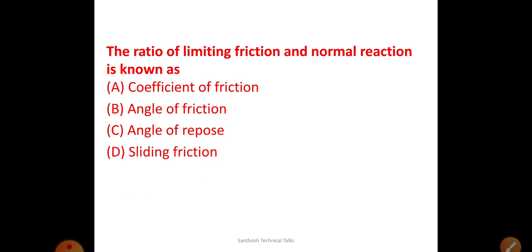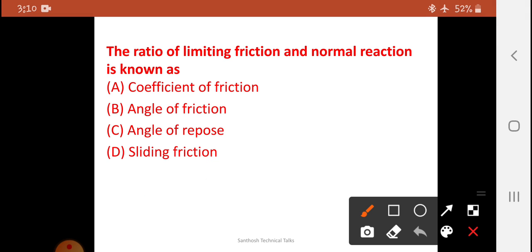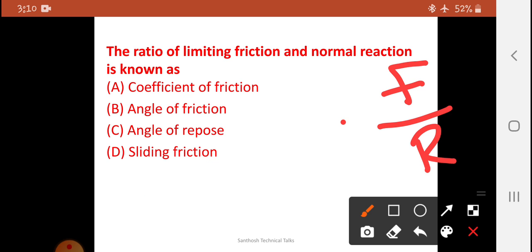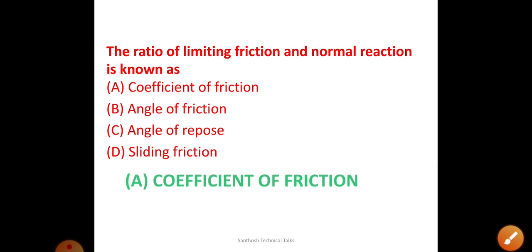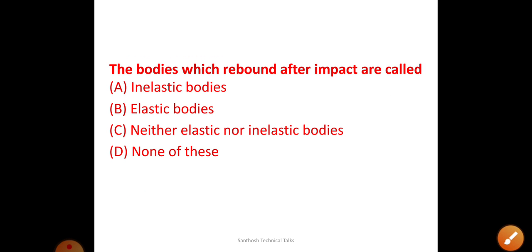And the next question, a superb question: the ratio of limiting friction to the normal reaction, which is called the coefficient of friction. Coefficient of friction. And next, a superb question: bodies which rebound after impact are called elastic bodies.